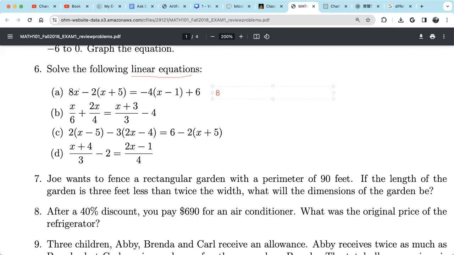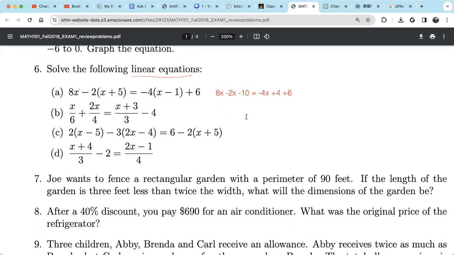So A, I have 4x. Now I distribute -2 to x and to 5, so I get -2x - 10. Then equals, I distribute -4, so I get -4x. -4 times -1 becomes +4, and then +6.